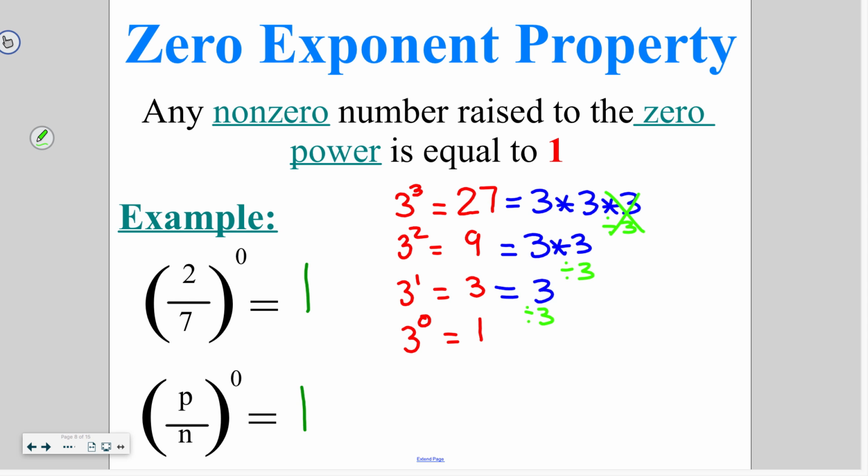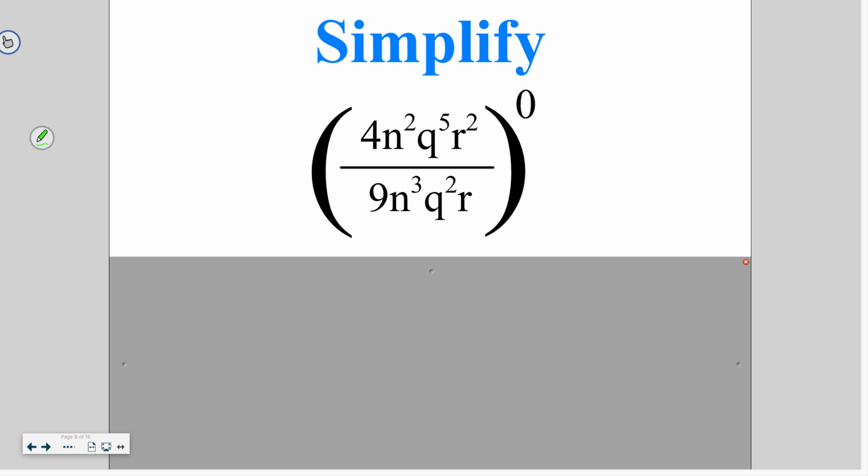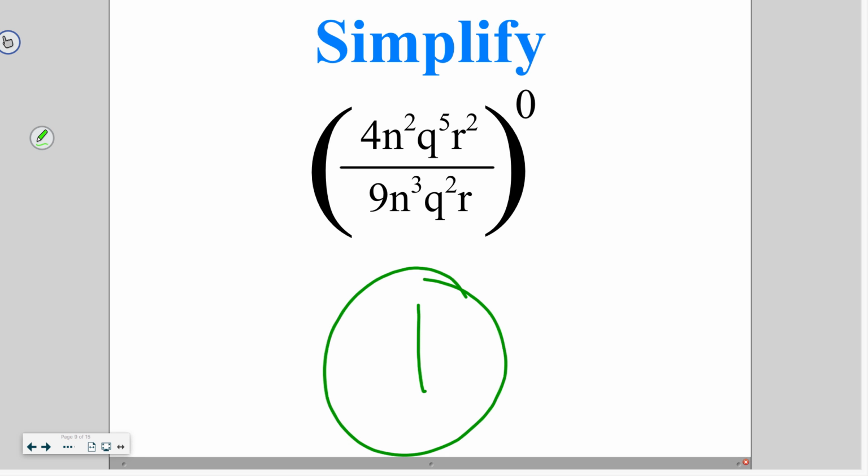What you do need to remember is that anything to the 0 power is equal to 1. So, go ahead and try this one on your own. The answer is just 1 because we are raised to the 0 power.